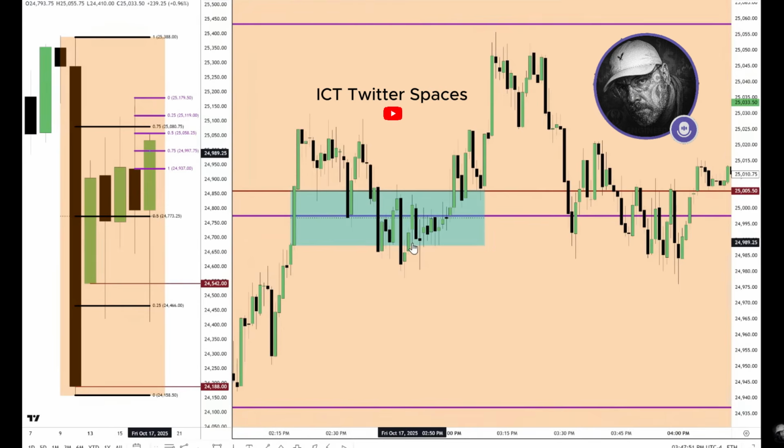But there are also different PD arrays that aren't necessarily imbalances and they're not order block theories. It's something completely isolated away from both of those classifications. And those are the ones I'm debating on whether or not to release.